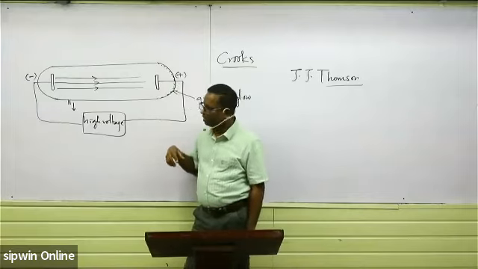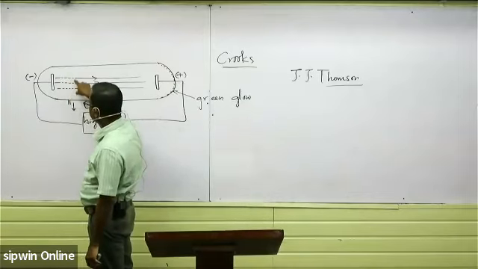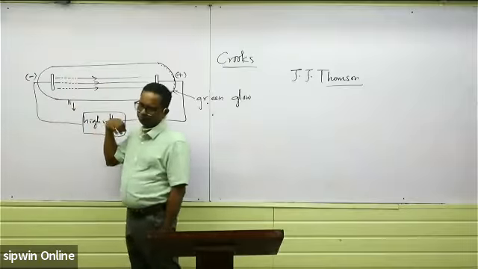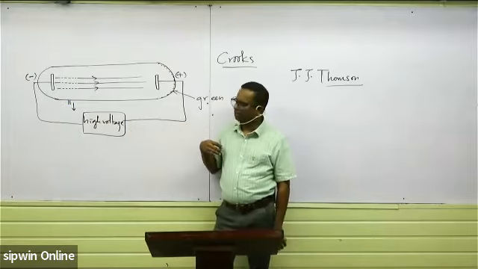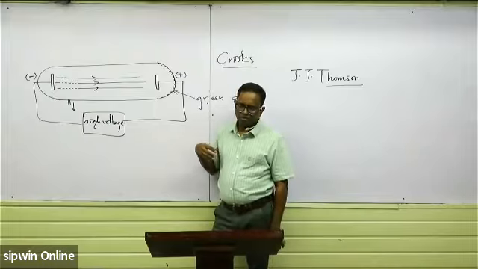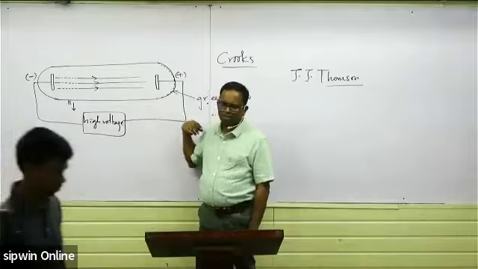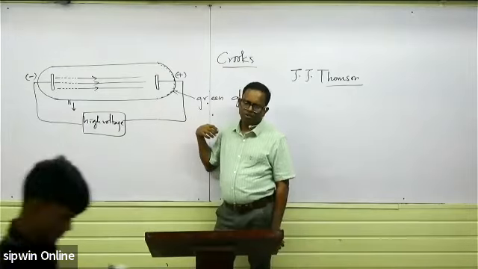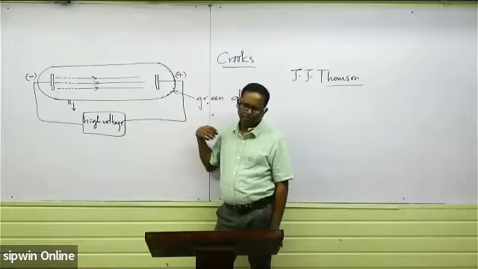Finally, we identify these are small particles passing in one direction. Those small particles are negatively charged. And finally we reach this conclusion: these cathode rays are produced by electrons, negatively charged particles.